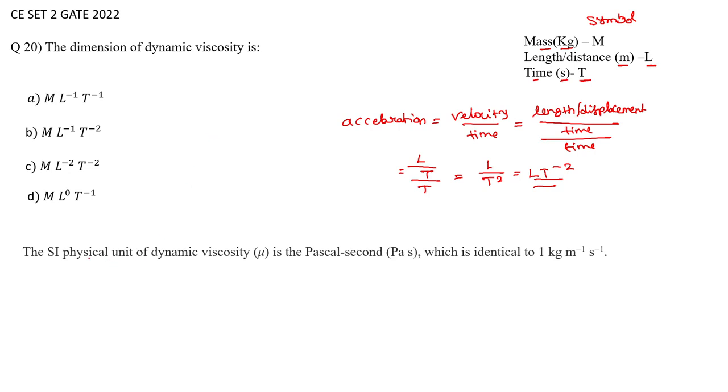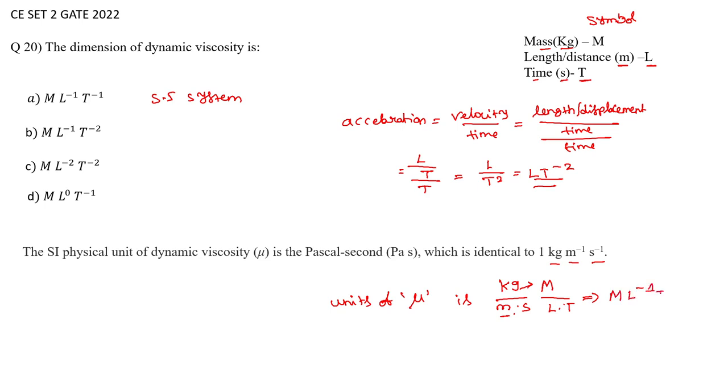So these are the MLT formats we use for the SI system. The SI physical unit of dynamic viscosity mu is the Pascal second, which is identically equal to 1 kg per meter per second. This is the unit of dynamic viscosity. Kg we show with the symbol M, meters with the symbol L, and seconds with T. So it narrows down to M L power minus 1 T power minus 1. So option 1 is the correct answer.